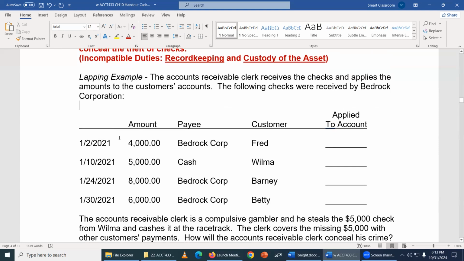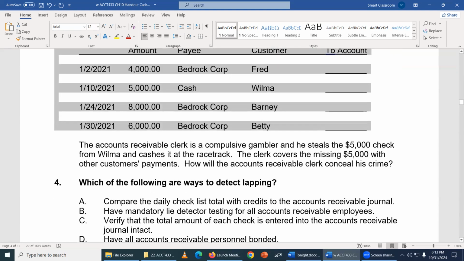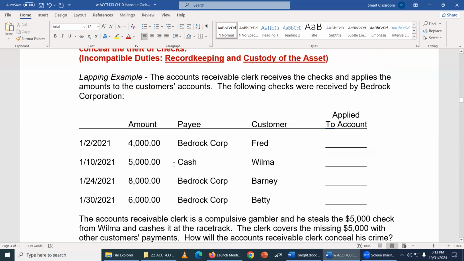And here's our people. Unfortunately, the accounts receivable clerk is a compulsive gambler and steals a $5,000 check and goes to the racetrack, and the clerk covers the missing $5,000 payment with other customer payments. Okay, so here's what happens. The first one, well, look at these dates. I've got to update this thing. 2021. Hey, that's when I was born.